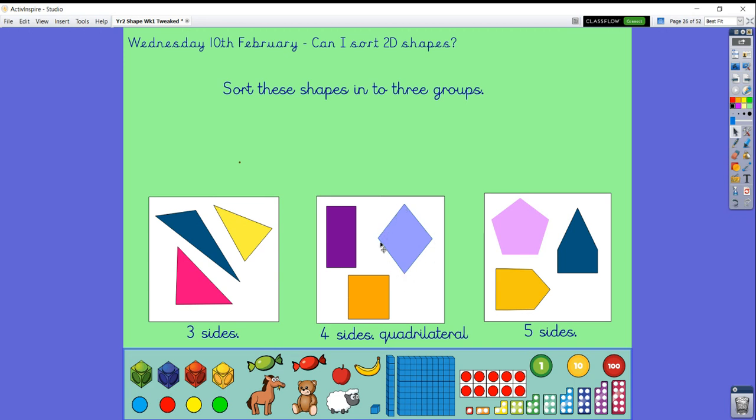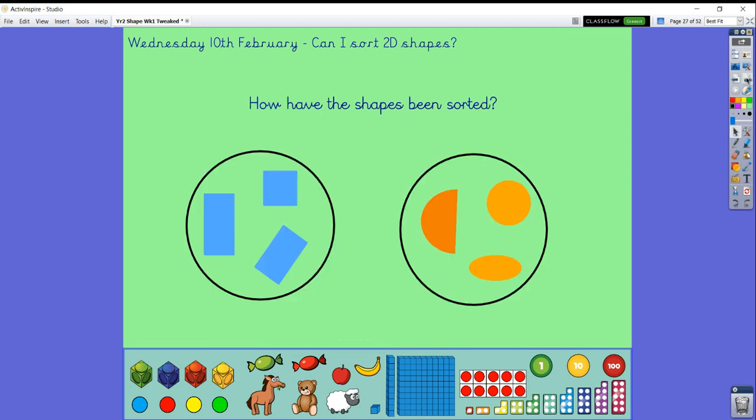All the sides are equal, but it's been squished in a bit, so it hasn't got our special corners like a square does. Square has our special right angle corners, but our rhombus doesn't. Brilliant sorting. So, can you think now, these shapes have been sorted. What labels could I put on the shapes? What is the same about these ones? What is the same about these ones?